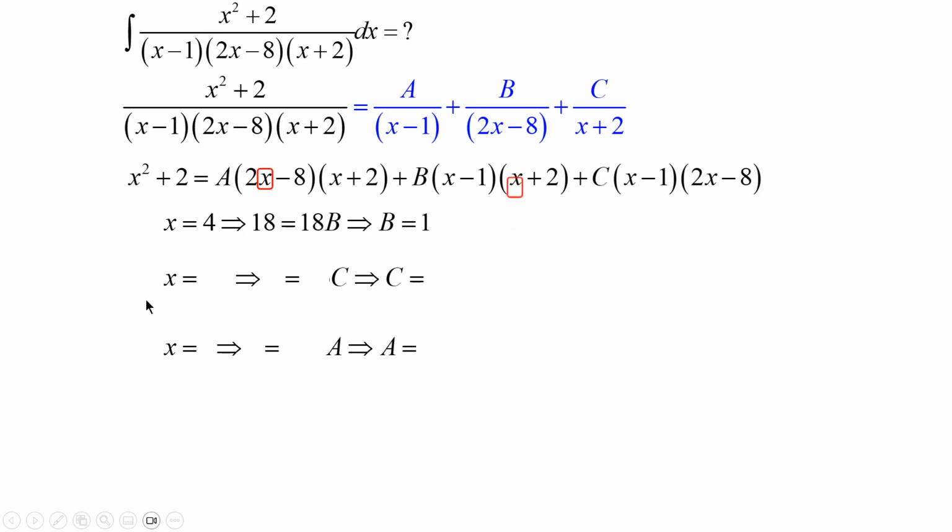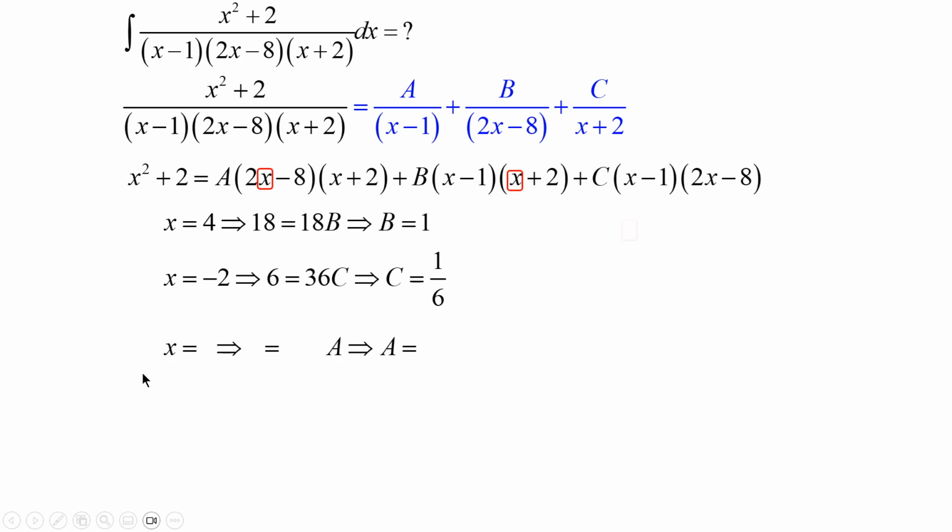Now let's let x equal negative 2. So now I've got 4 plus 2 is a 6. And that's going to equal, well, x plus 2 is gone, and the x was what? Negative 2? What was my x? Yeah, negative 2. So I've got a negative 3, and then a negative 4, negative 8. Is that positive 36? Yep, so it looks like C is 1 over 6.